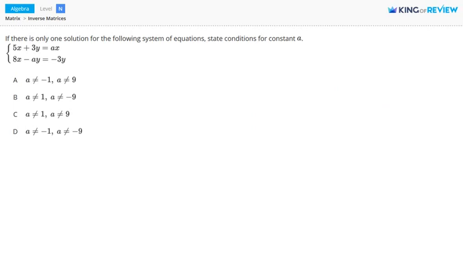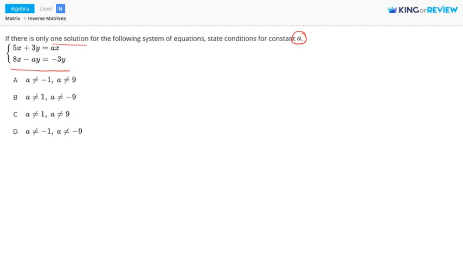If there is only one solution for the following system of equations, state the conditions for constant A. So we have our system of equations here. These are equations for lines. So let's think about this. If we solve for x and y, that represents the intersection point for these two lines. Now we're told that there's only one solution. So this means that the lines only intersect at one point.